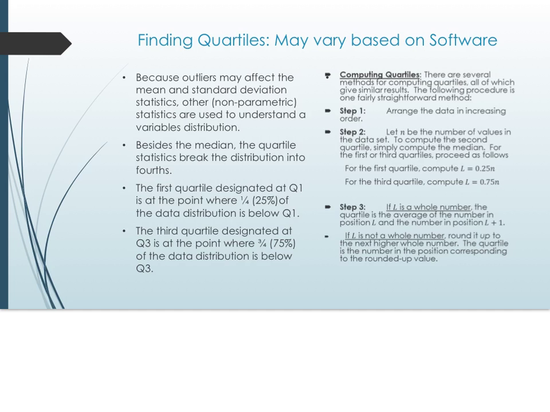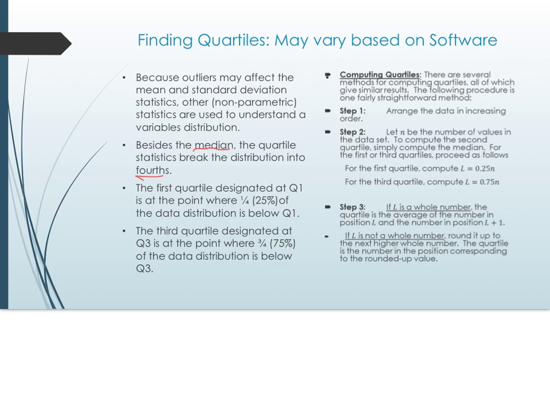So we're going to find quartiles. The software may vary. Excel calculates quartiles differently than the TI-84, and our hand method may vary slightly from both of those. Because the outliers may affect the mean and standard deviation statistics, other non-parametric statistics are used to understand the variable's distribution. Besides the median, which we've already talked about, the quartile statistics break the distribution into fourths.